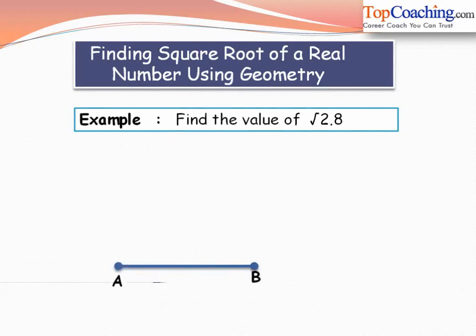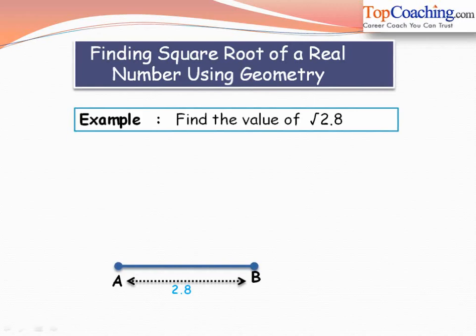First of all, we draw a segment AB with length of 2.8. Therefore, in the first step, what we do is we draw a line segment AB of length 2.8. Here we have to calculate the value of under root of 2.8. So, what we do is we draw a line segment of length 2.8. Let us say that this point is A and this point is B.